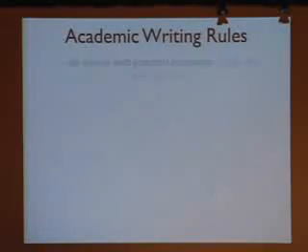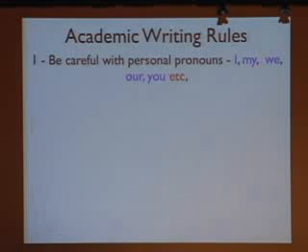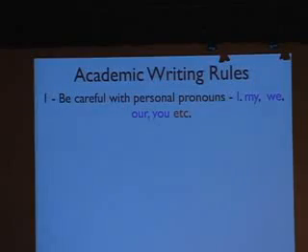Okay, academic writing rules, almost finished. Be careful with personal pronouns. I, my, we, me, our, us, you. You don't really want to use these personal pronouns in your writing. Using these personal pronouns makes the reader think about you or think about them. It takes attention away from the topic. So try to avoid using these, except for one time.